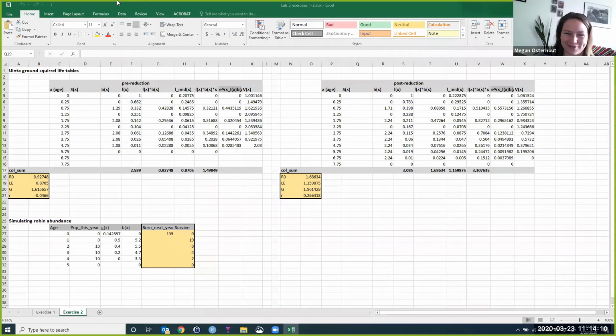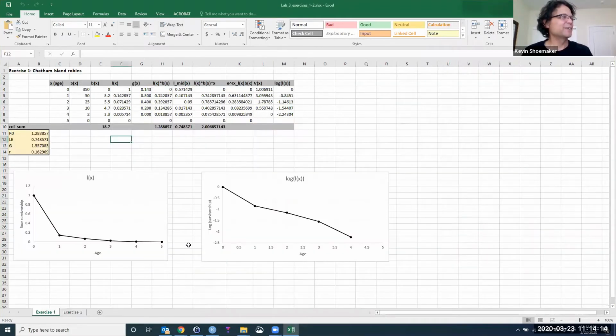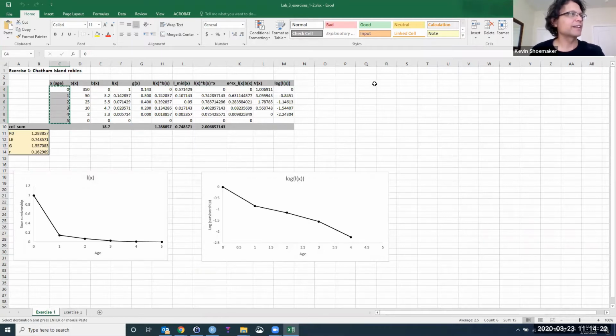Well, it could have become one of those extra credit test questions: explain why this graph could look funky. What's going on with this population?